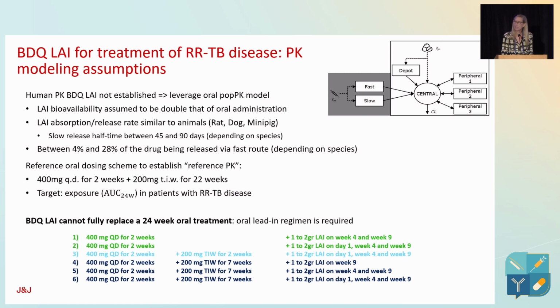What we've been doing then in our early modeling for the LAI dosing for TB disease is to establish a reference PK, and that's based on our current label indication dosage, which is 400 milligrams daily for 2 weeks, and then followed by 200 milligrams 3 times a week for a further 22 weeks, making up a 24-week course. So our target is AUC at 24 weeks in patients with rifampicin-resistant TB disease.